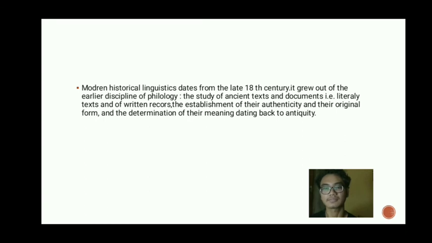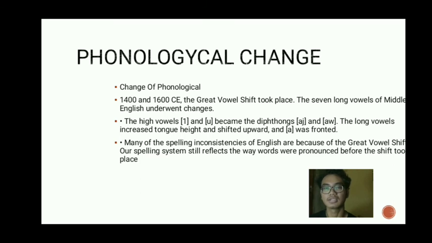Next, phonological change. There are 4 points, and number 1 is change of phonology. Number 2, between 1400 and 1600 CE, the Great Vowel Shift took place. The 7 long vowels of Middle English underwent changes. Number 3, the high vowels I and U became the diphthongs AI and AU. The long vowels increased in tongue height and shifted upward, and A was fronted. And number 4, many of the spelling inconsistencies of English are because of the Great Vowel Shift. Our spelling system still reflects the way words were pronounced before the shift took place.